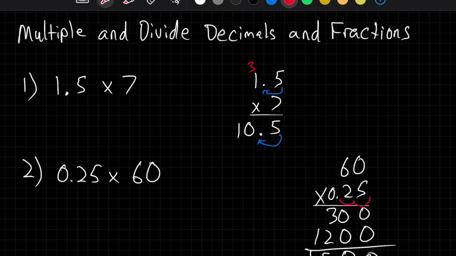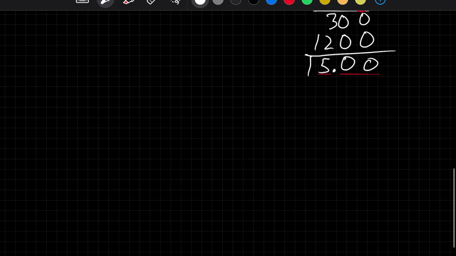All right, now how many places over? 1, 2. And this one has 0. So we will move the decimal place over 1, 2. So that's going to be 15.00, so this is 15. 15 minutes, or 1/4 of an hour.